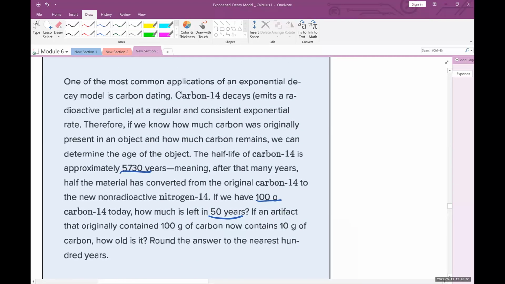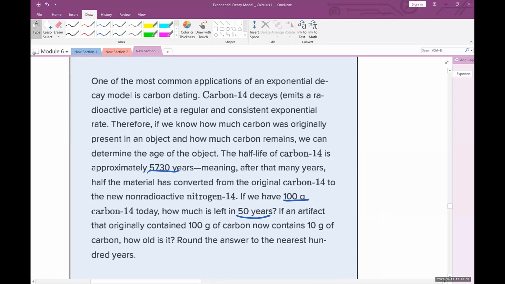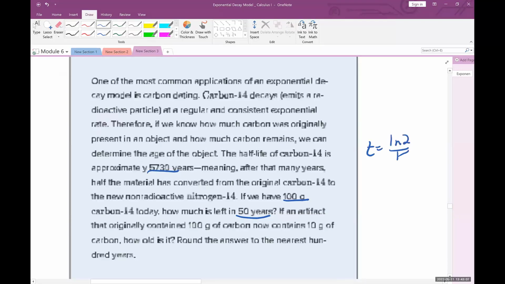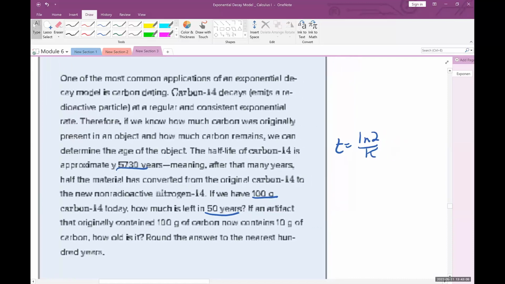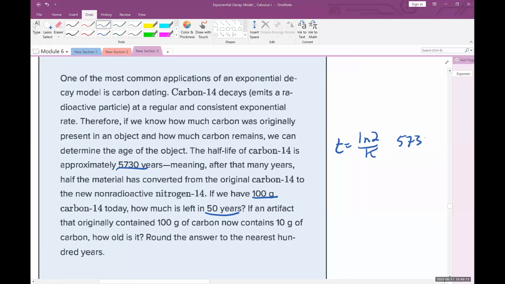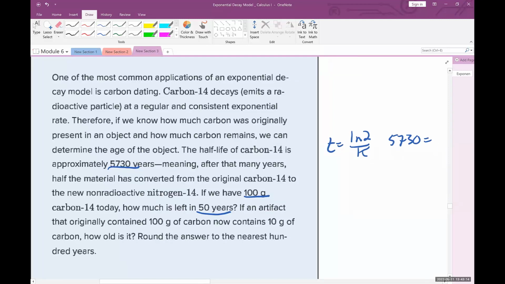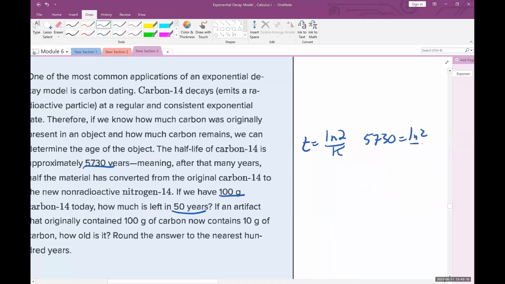Okay. So we know that time equals the natural log of 2 over k, and that 5,730 equals the natural log of 2 over k. And if we cross multiply, k times 5,730 equals the natural log of 2. So k equals the natural log of 2 over 5,730.